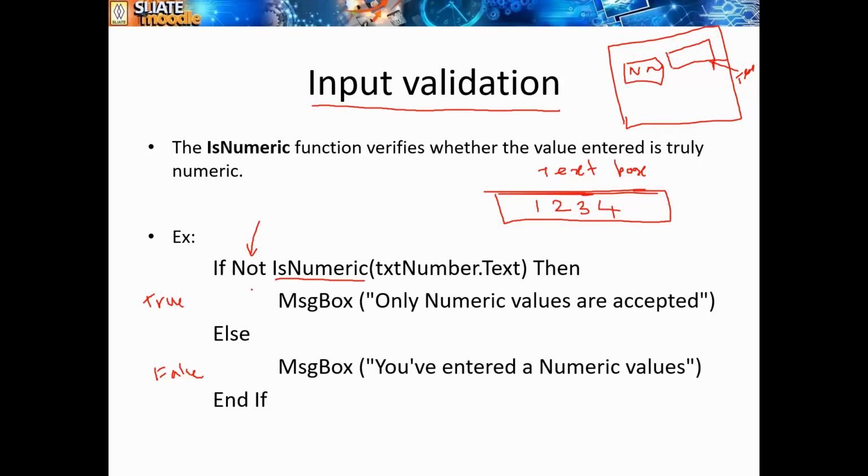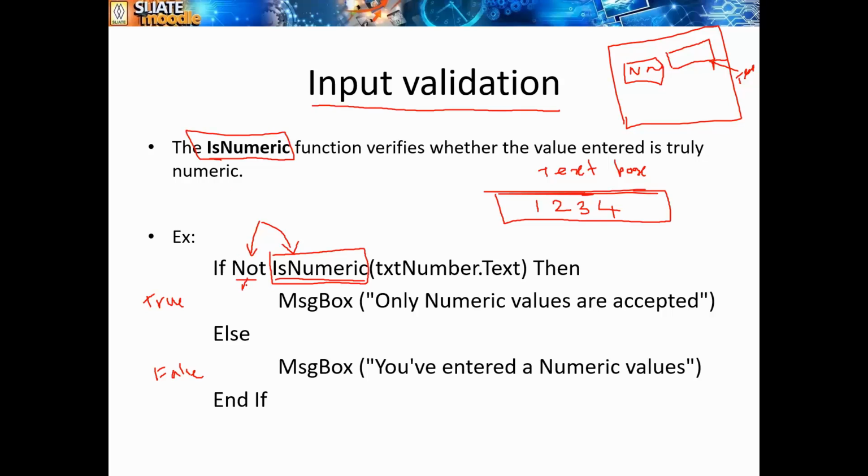But in this case, you have used if not, right? So not is numeric means this is not a number. So again, that condition is true means in this case it is not a number. That's why it displays only numeric values are accepted. And on the other hand, it displays you entered a numeric value, right? So that is the difference. So here you have two things to consider, not is numeric, right? The function is usually this part, is numeric, right? So that is what you are going to learn from this slide.